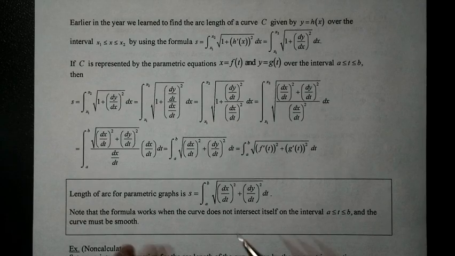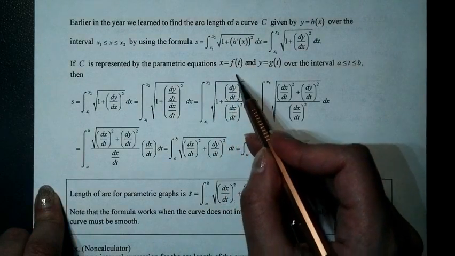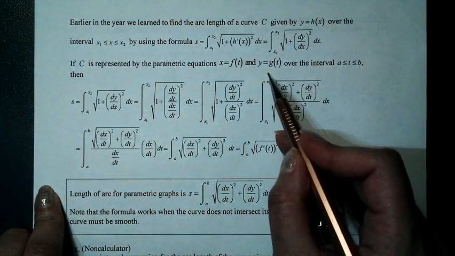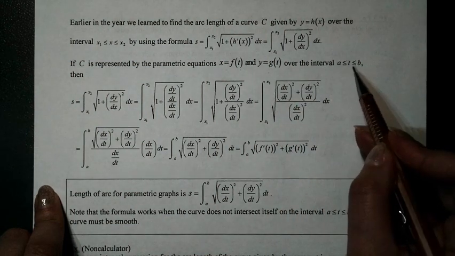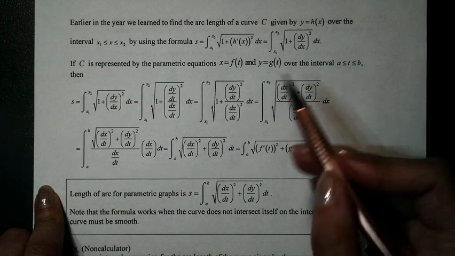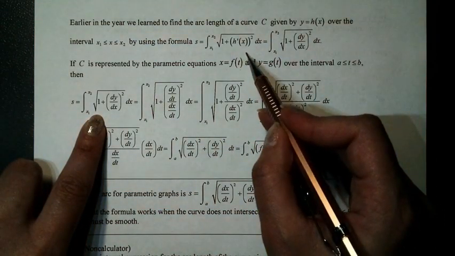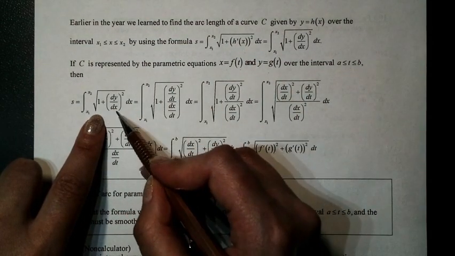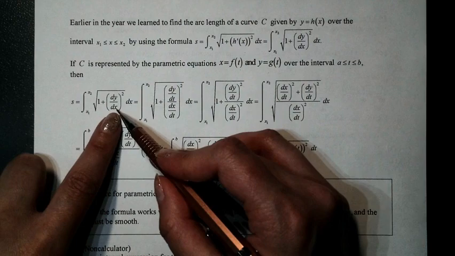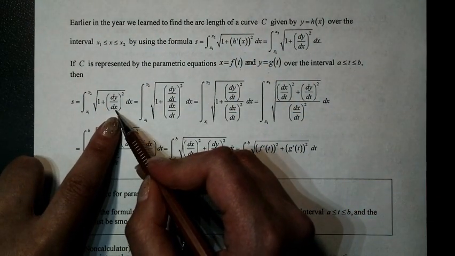As usual, we have C represented by parametric equations, where x is going to be f of t, and y is going to be g of t. You have an interval, where t is bounded by a and b. Then, following the formula that we learned at the beginning of the year, we have this. Don't let the dy/dx intimidate you. You know that that's the Leibniz notation. So we start with this. This is what you know, what you love, what you have used.